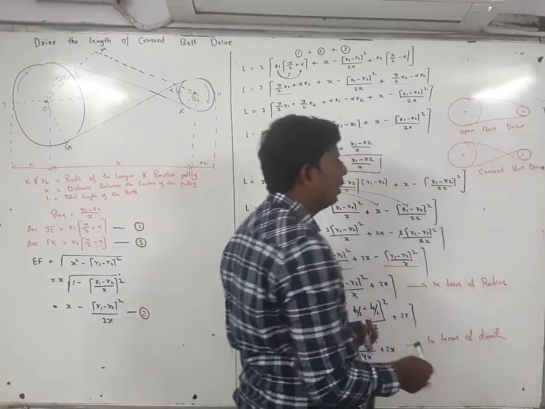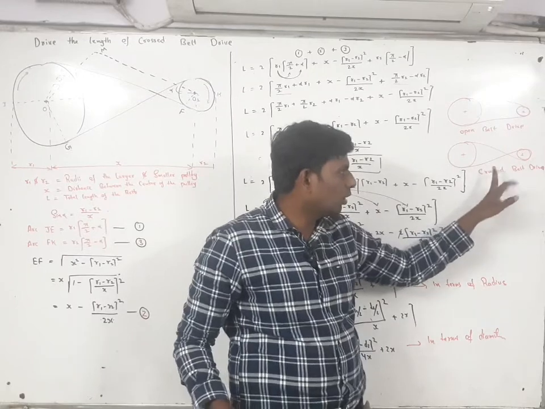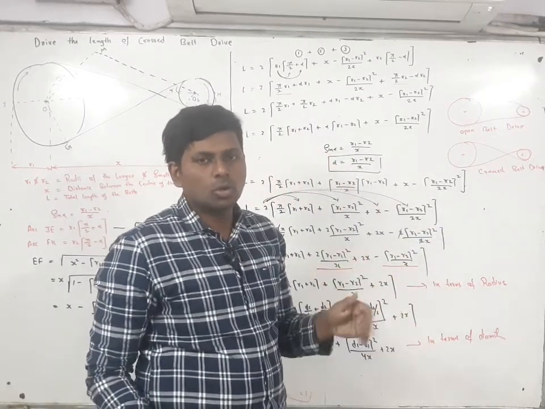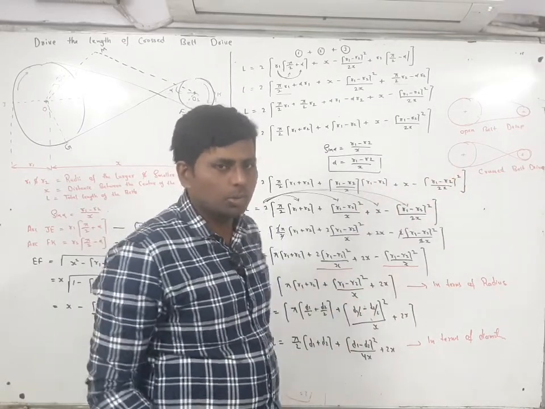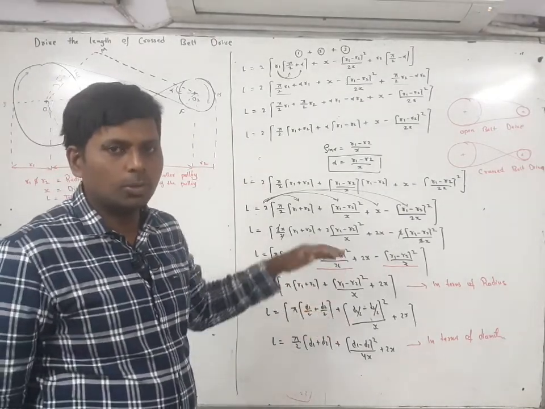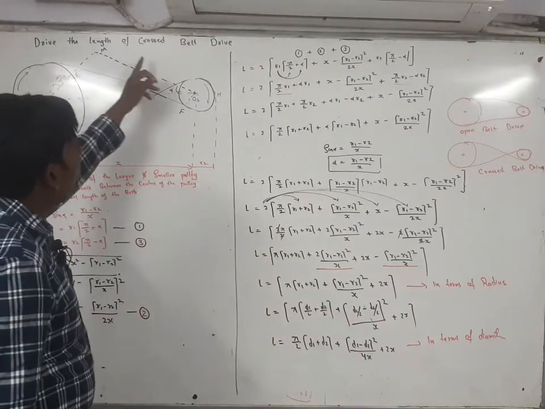So the first one is known as the open belt drive, the second one is known as the cross belt drive. If you know the open belt drive, easily you can solve the cross belt drive also. So what is the difference between open belt drive and cross belt drive? As you can see here, derive the length of a cross belt drive.